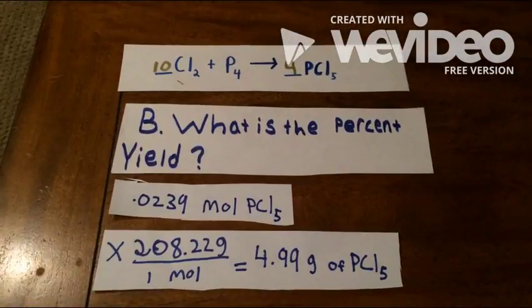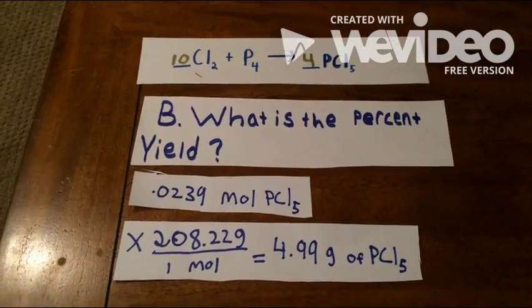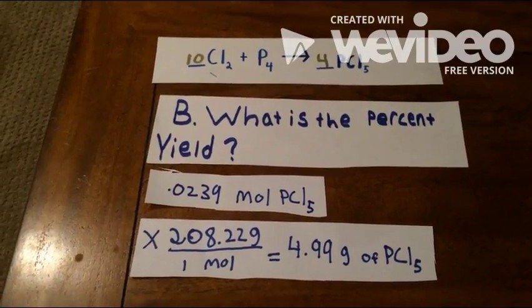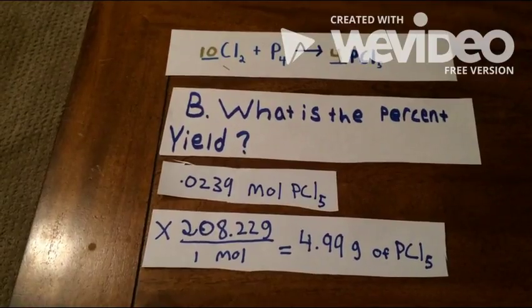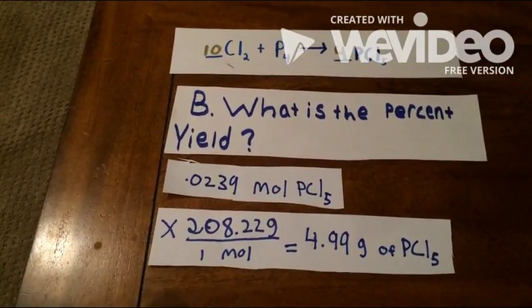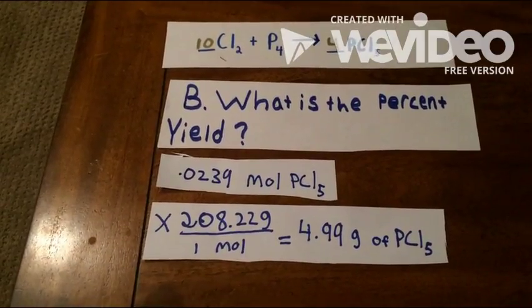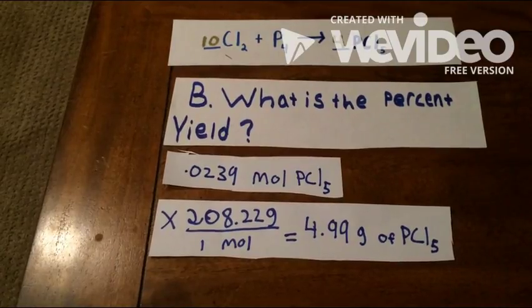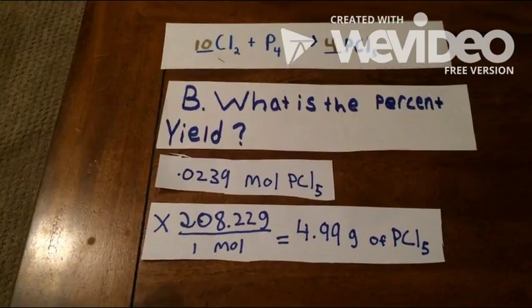To find percent yield, you take experimental yield over theoretical yield. To find theoretical yield, we have to convert 0.0239 moles of PCl5 into grams of PCl5. We do this by multiplying the moles by the molar mass. The molar mass of PCl5 is 208.22 grams. Take 0.0239 times 208.22, and the theoretical yield is 4.99 grams of PCl5, rounded to 3 sig figs.